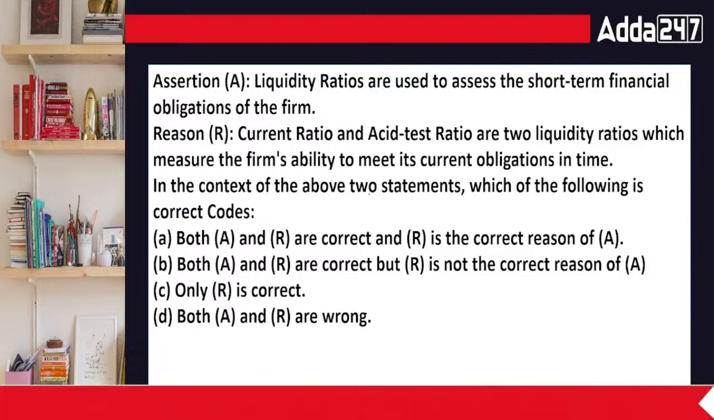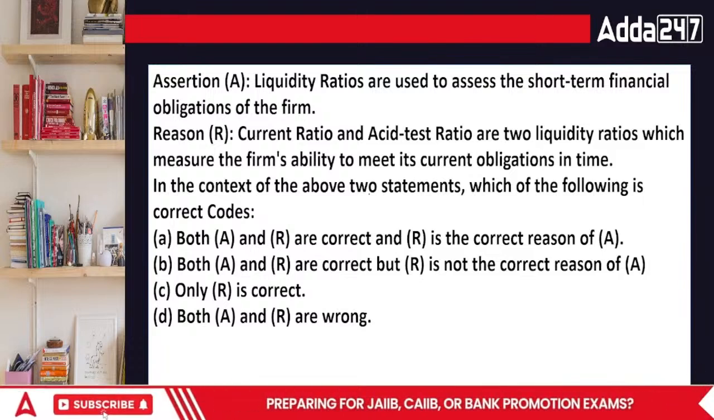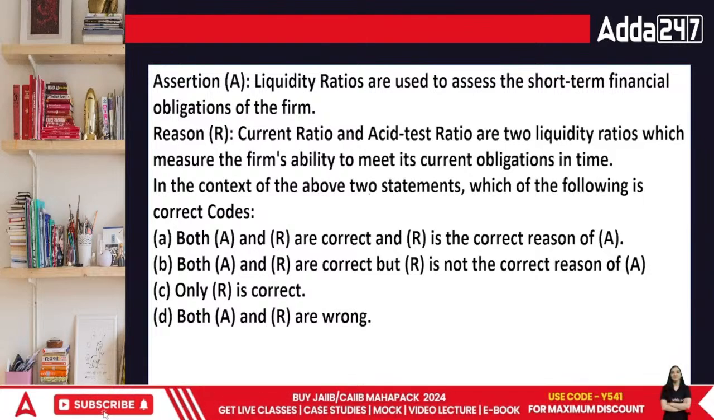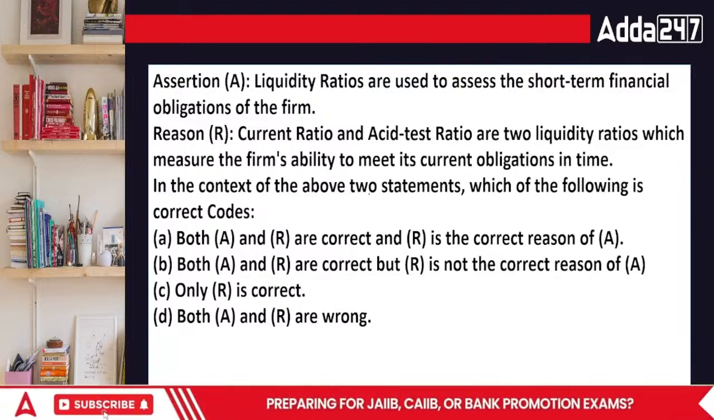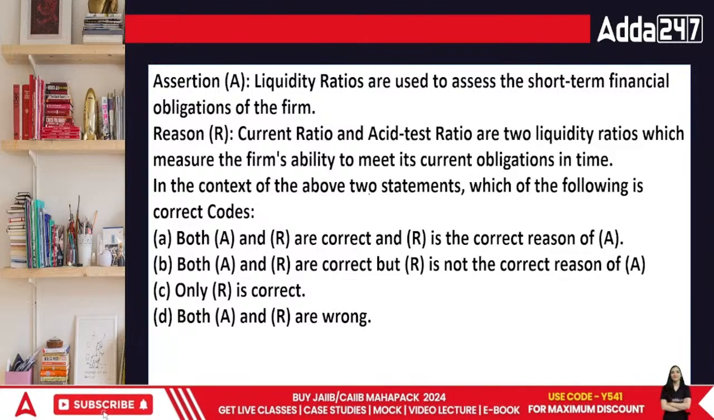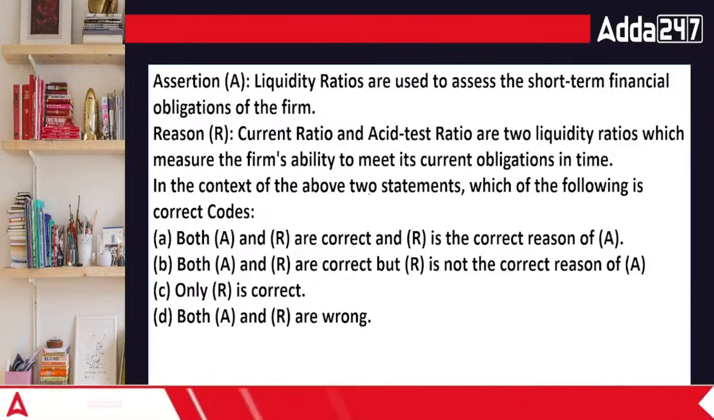Both are correct, but R is not the correct reason. Both A and R are correct, but R is not the correct reason. Then we have only reasoning is correct, or both are incorrect. Think about it, everyone. What would be the answer, everyone?